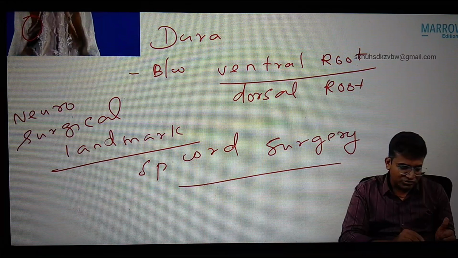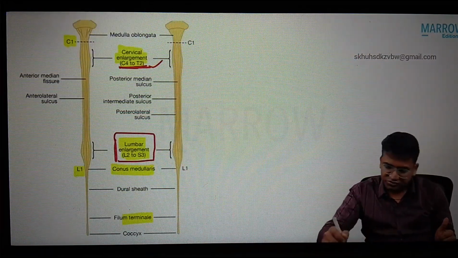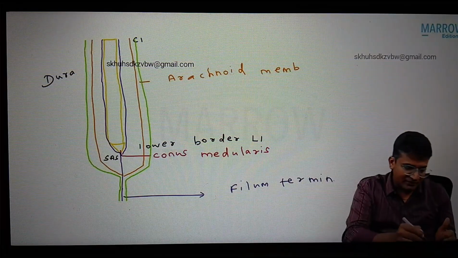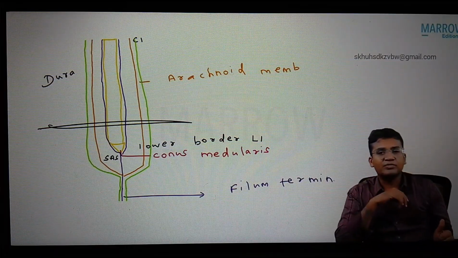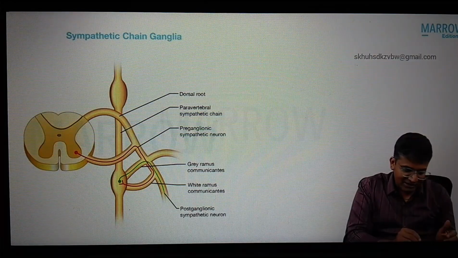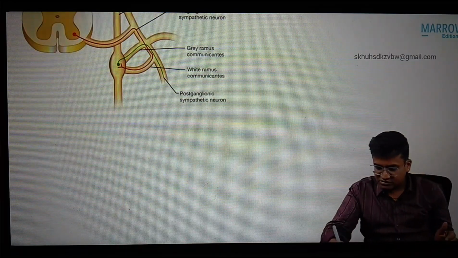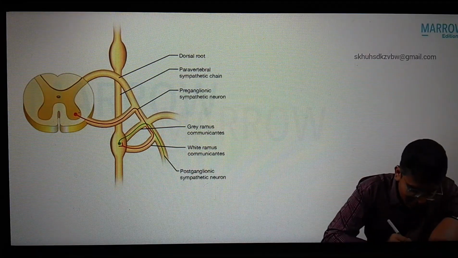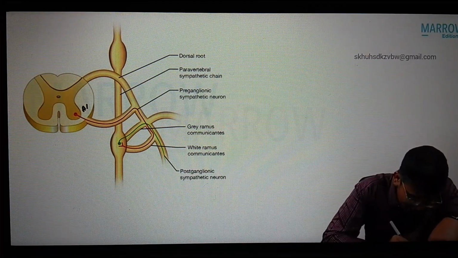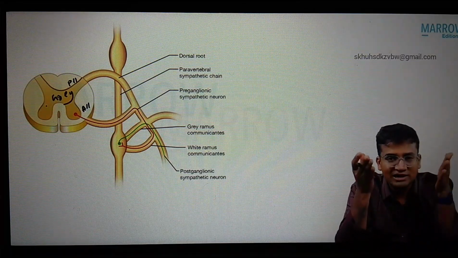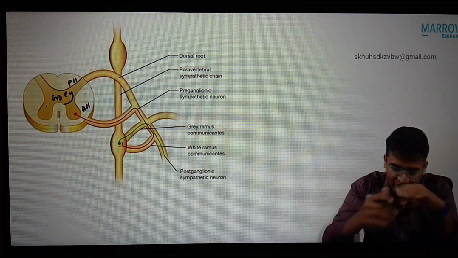Now we're going to take the cut section of the spinal cord. If you take the cut section of the spinal cord, the diagram will be like this. So see the diagram. In the cut section of the spinal cord, this is the anterior horn and this is the posterior horn. This is the gray matter. Gray matter is present inside the spinal cord.